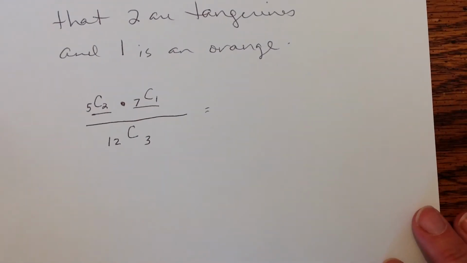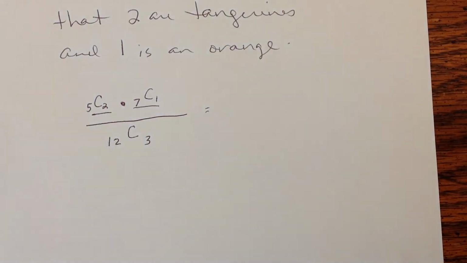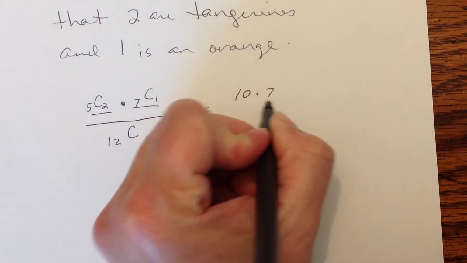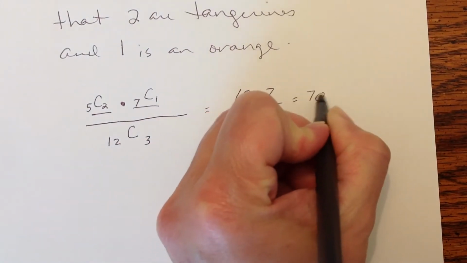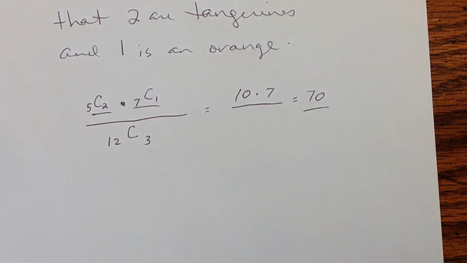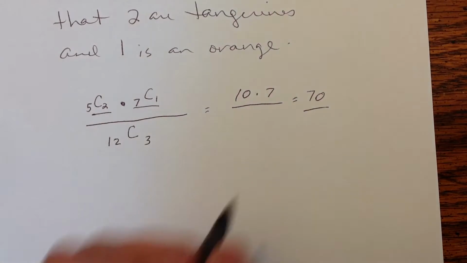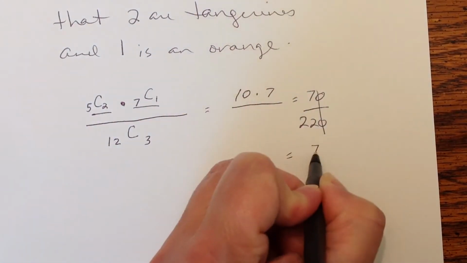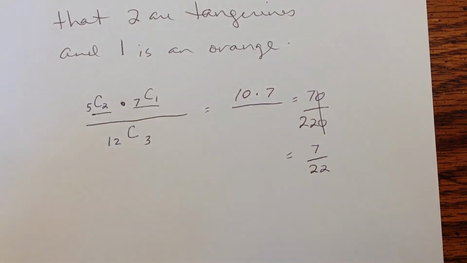And now we're going to do the math computation to get to our answer. So we're going to do 5 combination 2, and that's 10, times 7, so that's 70. And then the bottom is 12 combination 3, which is 220. The zeros will drop out, and we'll get 7 over 22.